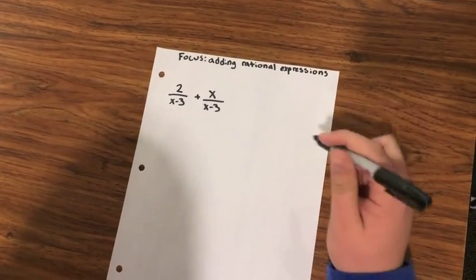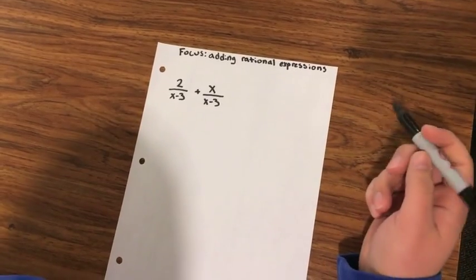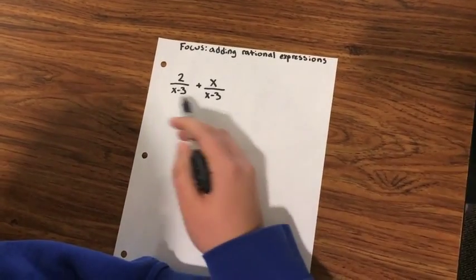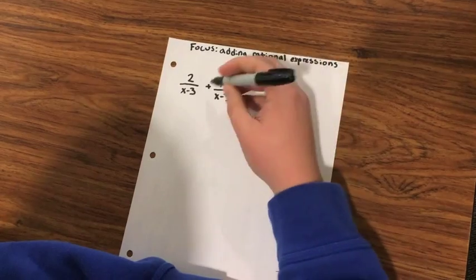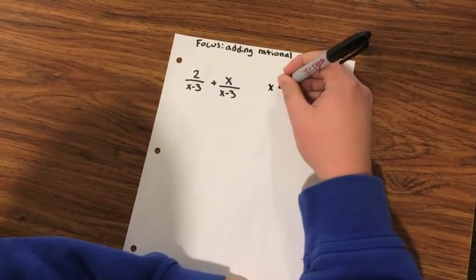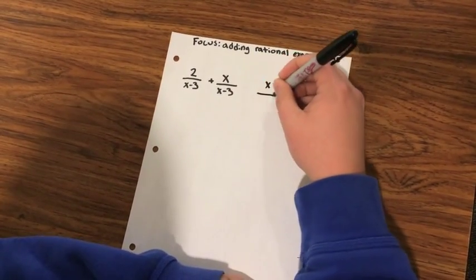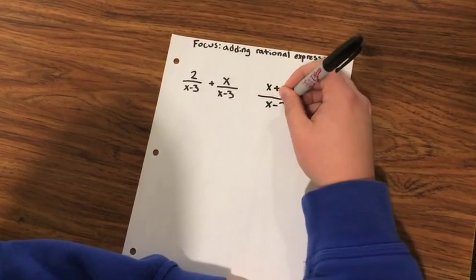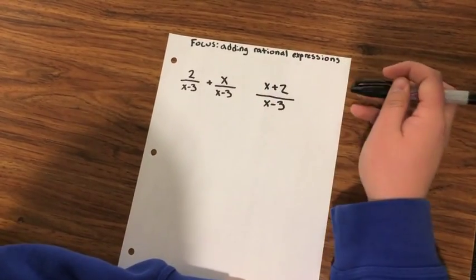Today we're going to be adding rational expressions that already have a common denominator. Because these already have a common denominator, we can just add the 2 and the x. So it's x plus 2 over x minus 3, and that is the answer.